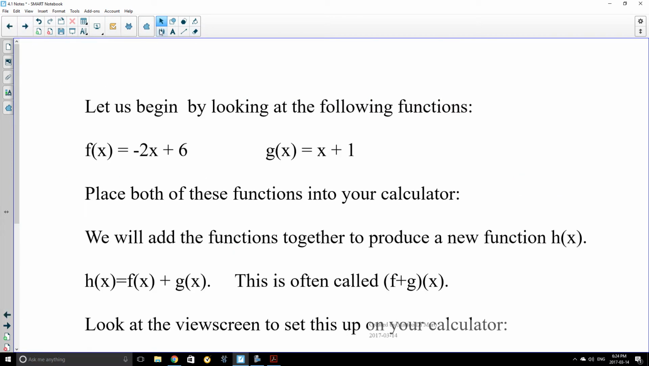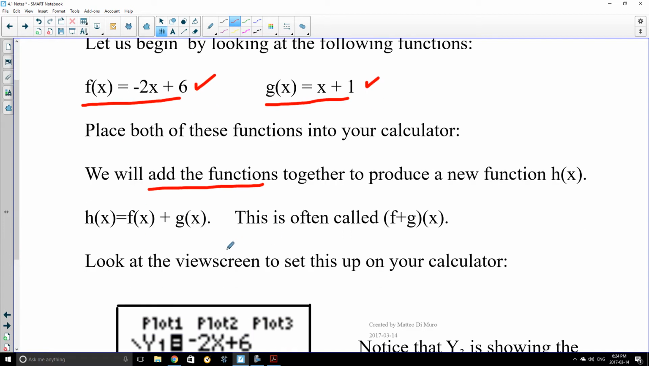So we're going to use these two functions for all four operations. We're actually going to start with addition. So we got a linear function and we got another linear function, and let's look at what happens when we add them together. As far as notation goes, we might write this, but this is most likely what you're going to see.